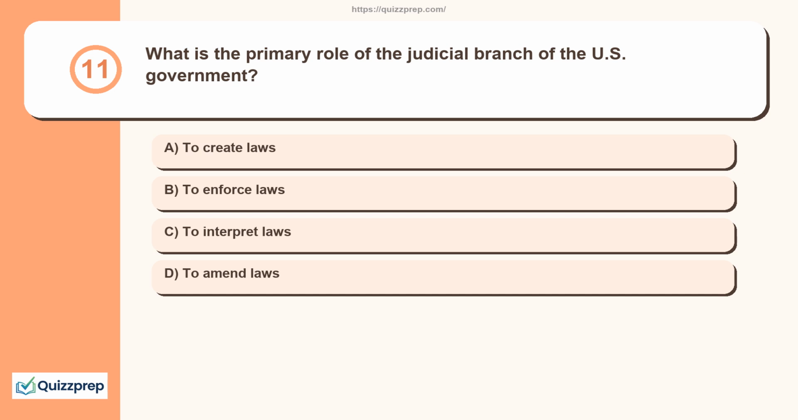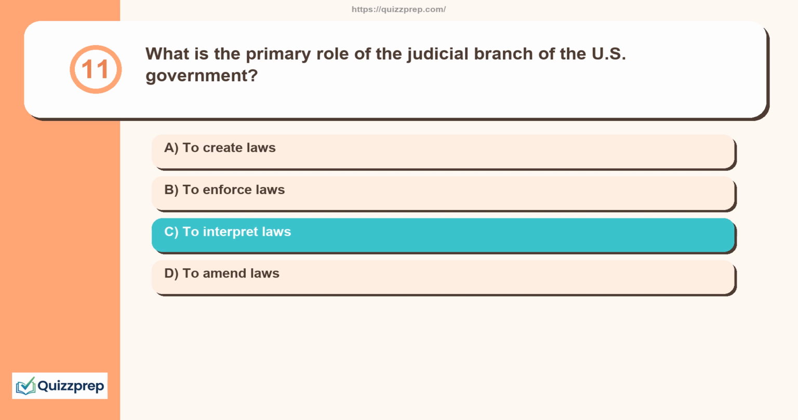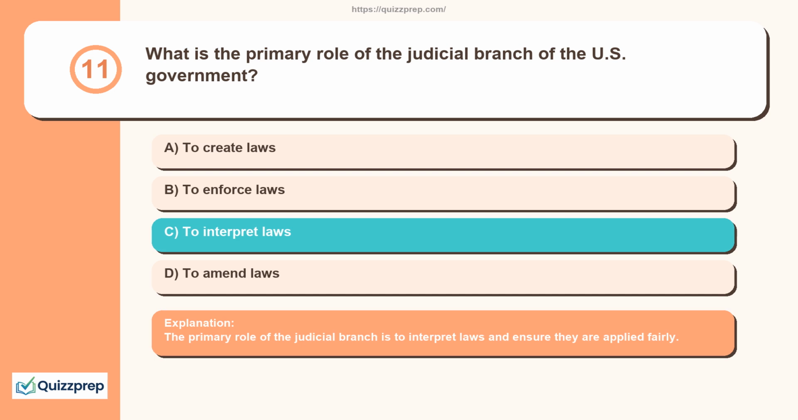Question 11. What is the primary role of the judicial branch of the U.S. government? To create laws, to enforce laws, to interpret laws, to amend laws. The primary role of the judicial branch is to interpret laws and ensure they are applied fairly.